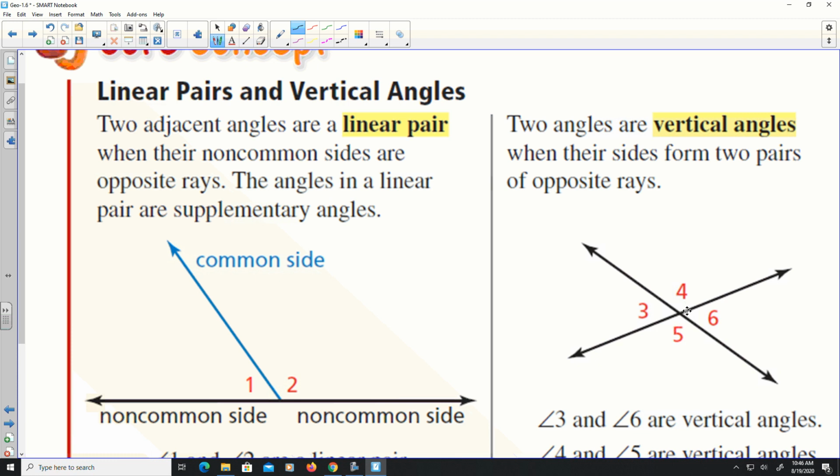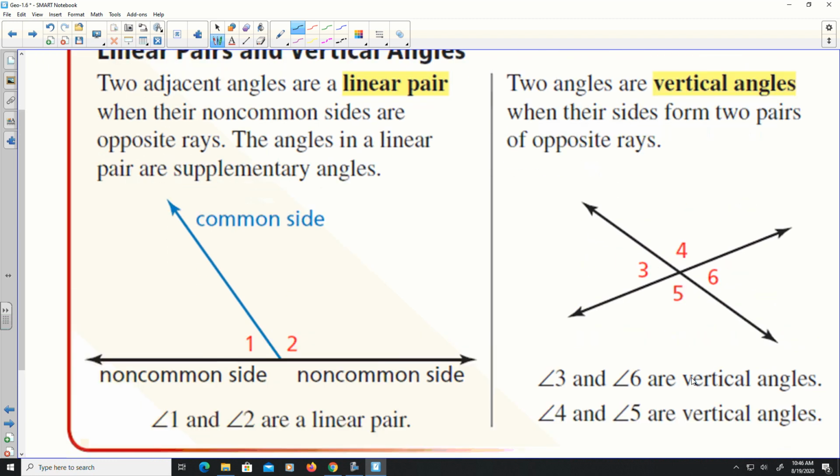Next, you're going to look at vertical angles. Vertical angles are two lines that intersect, and that creates four angles. The thing about it is these angle measures are vertical angles. Not only are they vertical angles, but they're also going to be the same angles. So angles 3 and 6 are vertical angles. Whatever those measurements happen to be, they're going to be the same. Angles 4 and 5 are vertical angles. Whatever those measurements are, they're going to be the same.